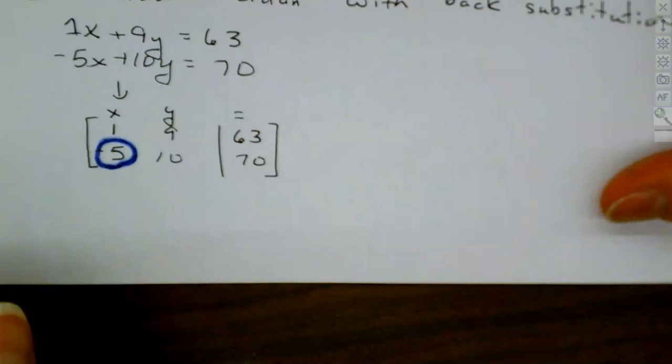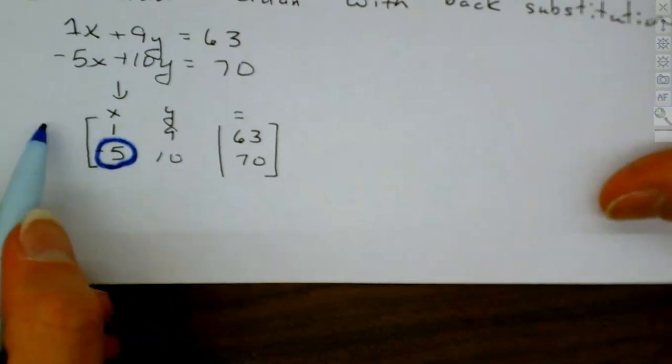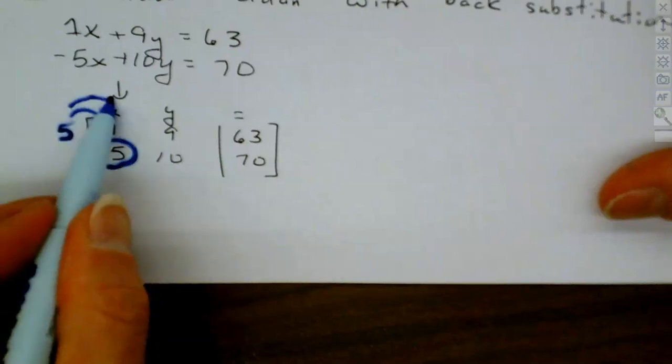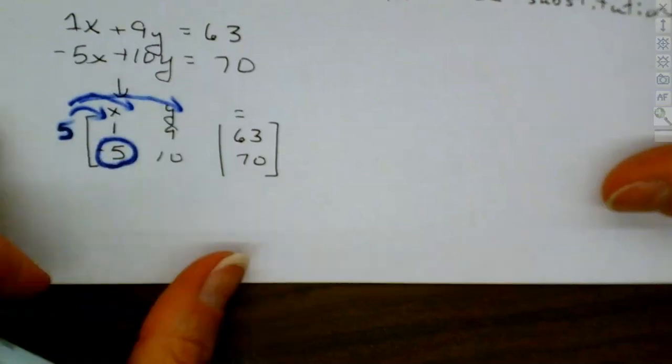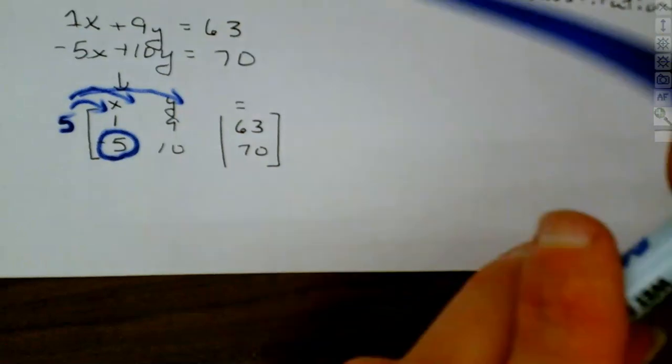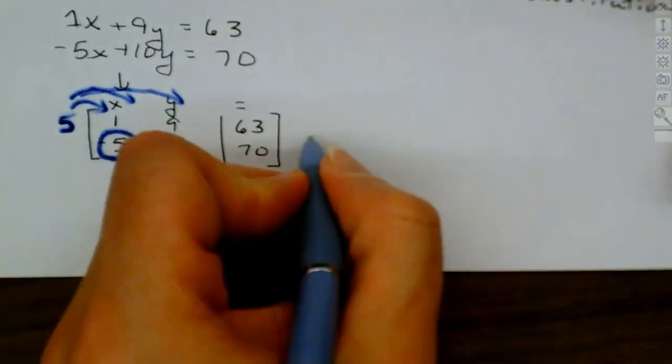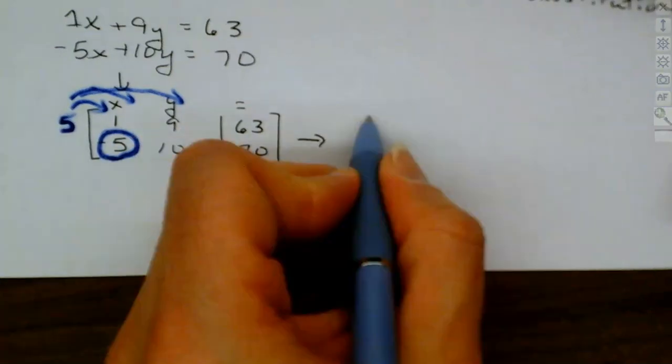Okay, so we want a 0 there. So what I'm going to do is take the top row and multiply it by 5. It's the same thing as elimination, it's just sometimes a little bit easier to keep track of things. I would take the top row and multiply it all by 5.